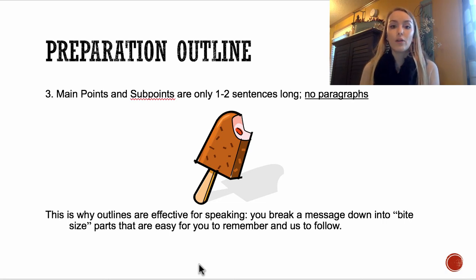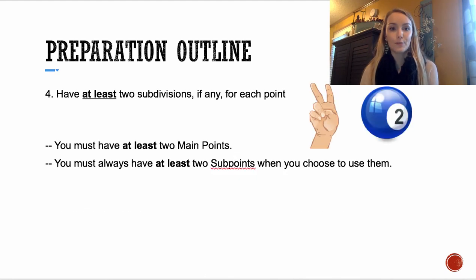Main points and subpoints are only 1 to 2 sentences long, no paragraphs. So that's where we're really going to work on breaking down our information into bite-sized parts, showing the relationship, giving more details in a very organized fashion. So keep each point, main and sub, to only 2 sentences in length, preferably 1. If you have more to say, you need to add another level of a subpoint or a B to a C to a D to your A to supplement main point 1, for instance, okay? So this is why outlines are effective for speaking. You break a message down into bite-sized parts that are easy for you to remember and us to follow.